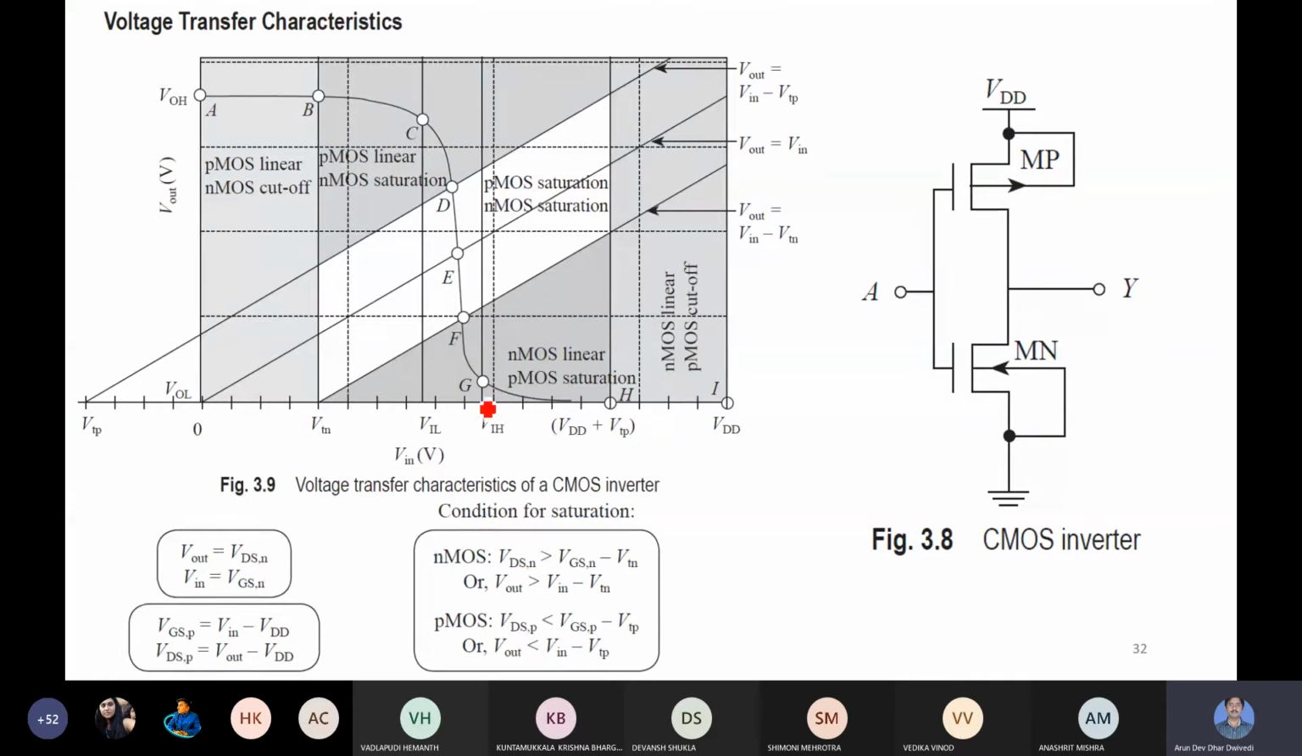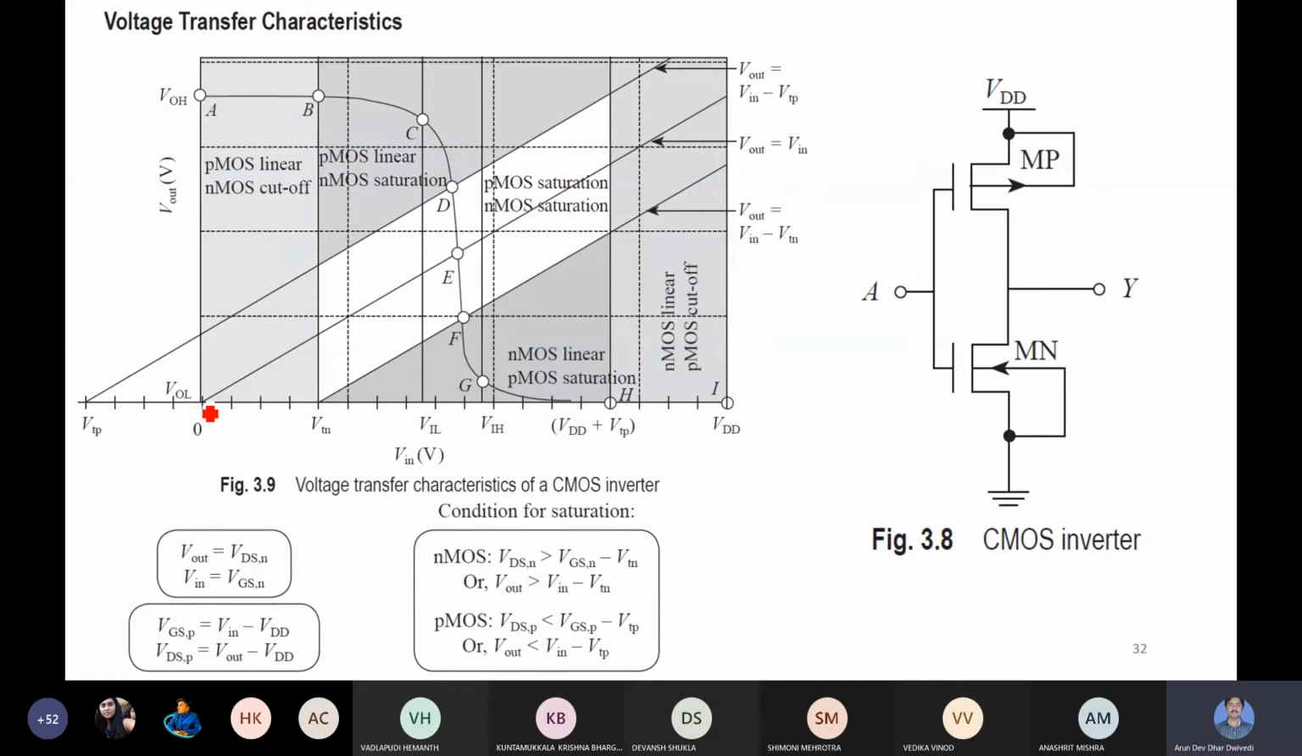So VIL and VIH are also defined, and VOH is defined, that is the output voltage at 0 input voltage, and VOL is defined as the output voltage at input voltage VDD, or input voltage at logic high. If maximum VDD you are applying, whatever output voltage you are getting, that is called VOL. So these four parameters, VOH, VOL, VIH, VIL, all these are very important.